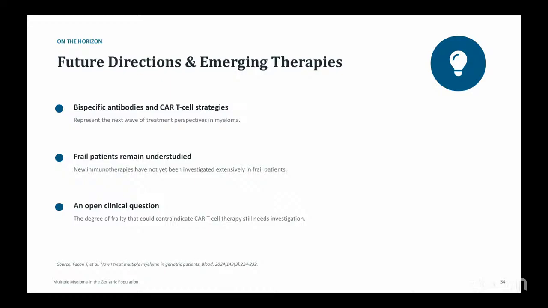So we still need to have better evidence to determine which frail patients can safely receive these intensive immunotherapies, and whether there is a level of frailty at which CAR T cell therapies, for example, becomes inappropriate. So this is an important area for future research.